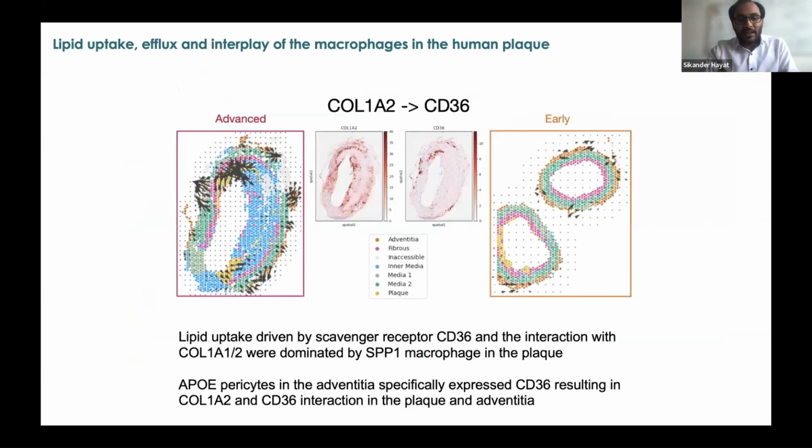All right, just to give you an idea about what the biological hypotheses were that we were trying to understand. For example, here we were interested in the lipid uptake, efflux, and the interplay with the macrophages. And we found some ApoE-derived parasites in adventitia, which were specifically expressed in CD36 positive cells. And we found quite interesting interactions between collagen 1A2 and CD36 in plaque and adventitia, and not really in the controls.